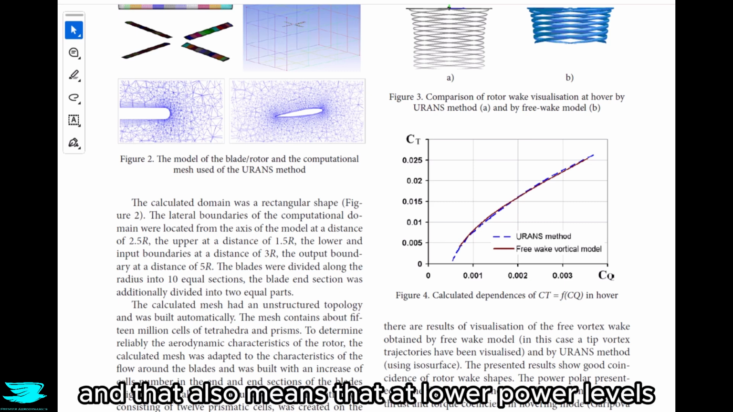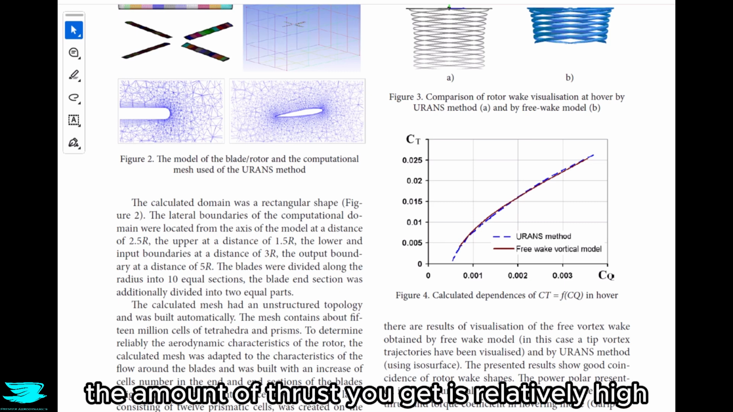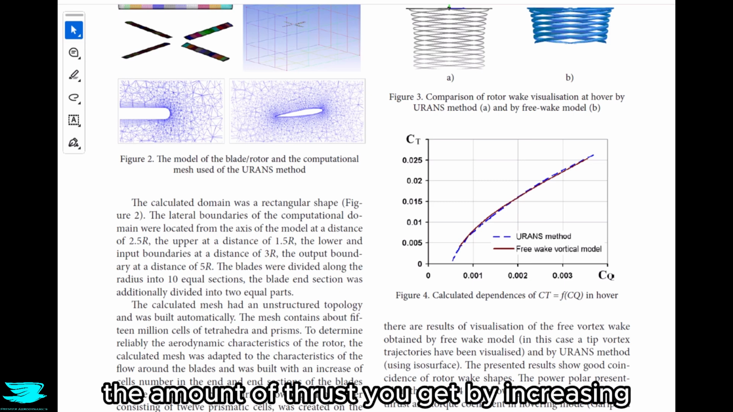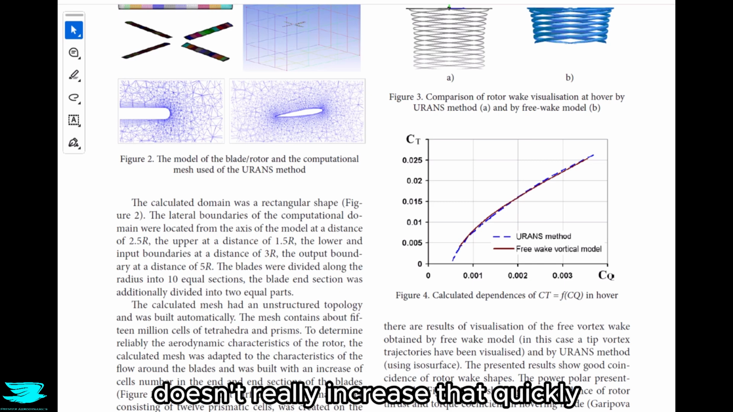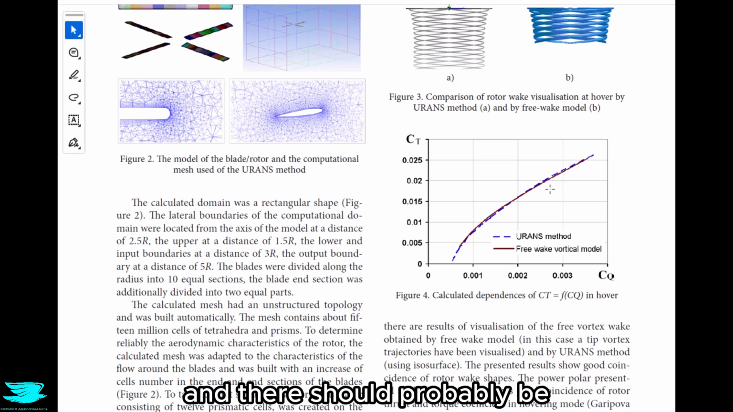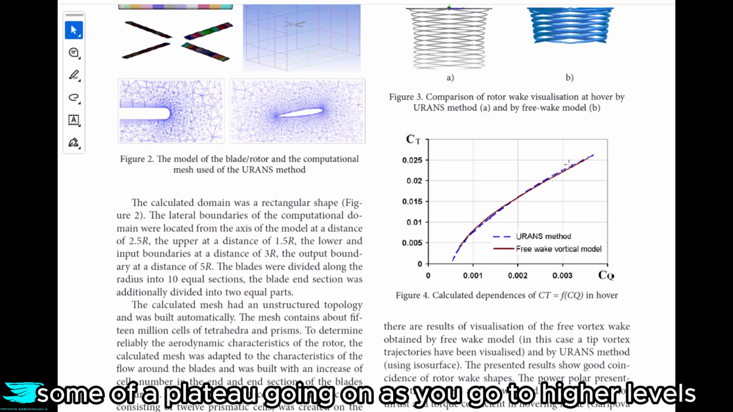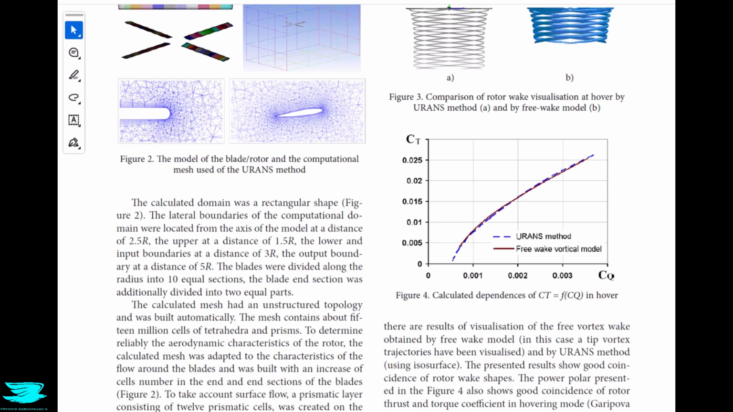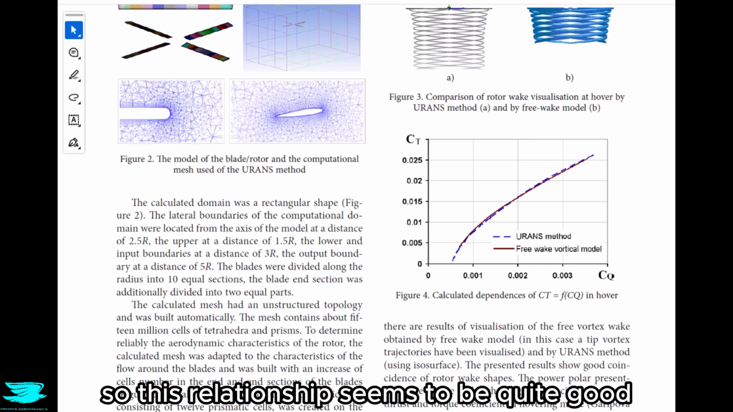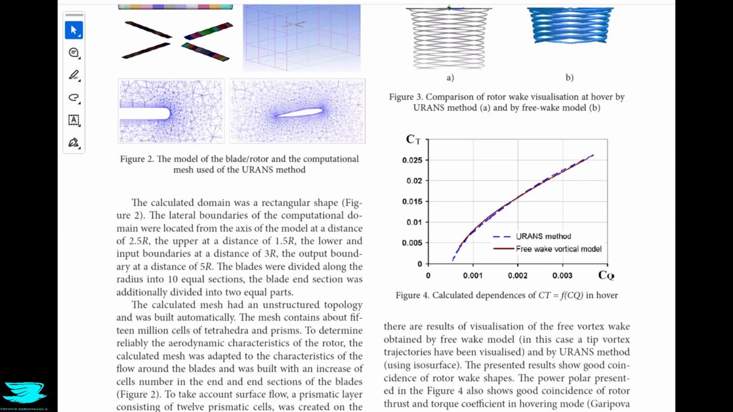And that also means that at lower power levels, the amount of thrust you get is relatively high. Then at higher power levels, the amount of thrust you get by increasing the power coefficient doesn't really increase that quickly. And there should probably be some of a plateau going on as you go to higher levels. As a side note, both the URANS and free wake methods give more or less the same result here. So this relationship seems to be quite good.